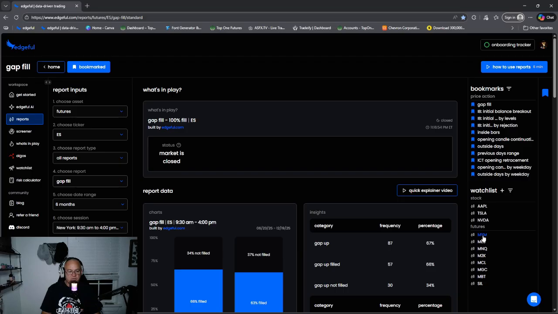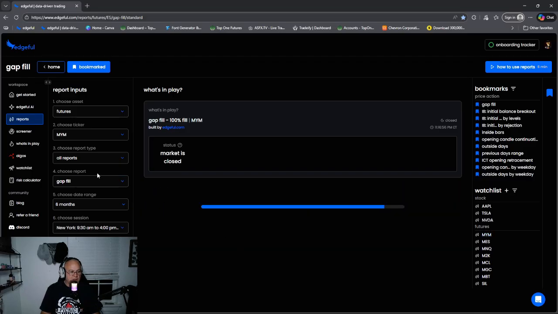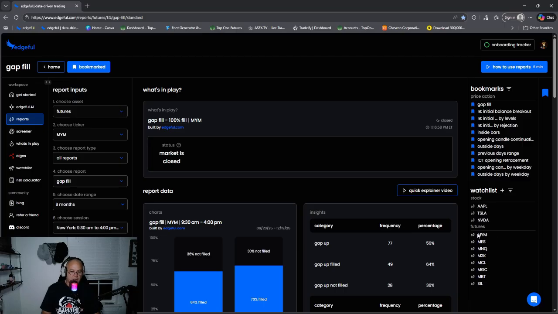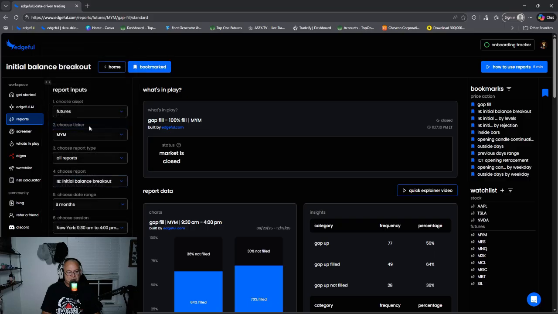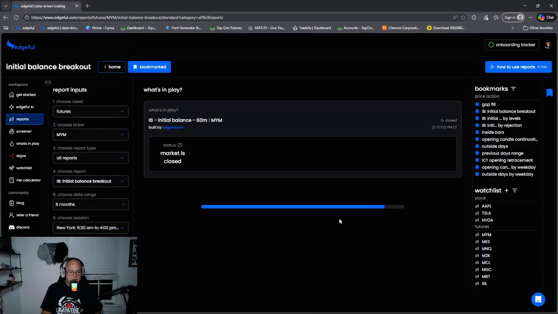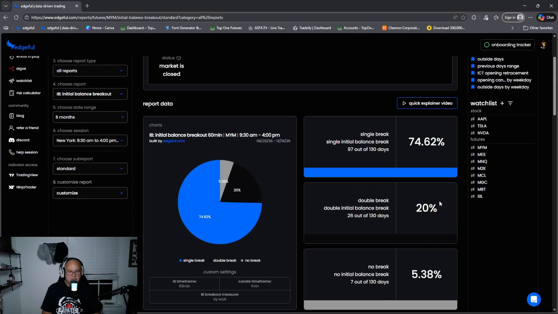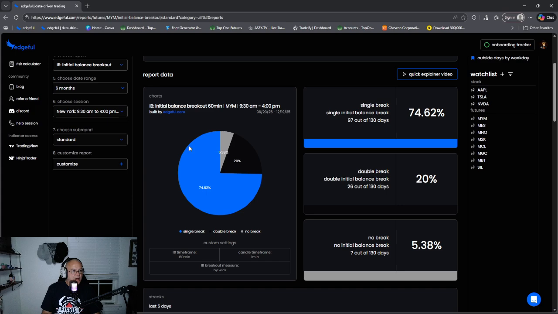So I'm just going to move over here to YM, MYM or YM, either one you want to do. It's going to pretty much be the same. And over here, I'm going to choose the initial balance. Well, I'm going to choose the initial balance breakout. Okay. Now this is the standard report, and this is going to tell me a really key piece of information. Okay. And I'm looking over the last 6 months here.